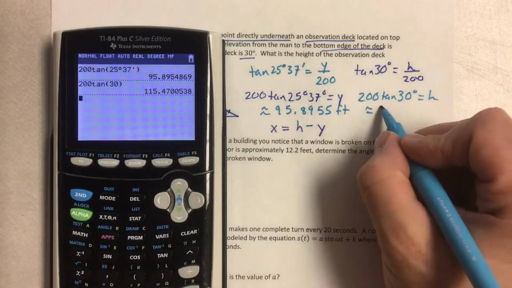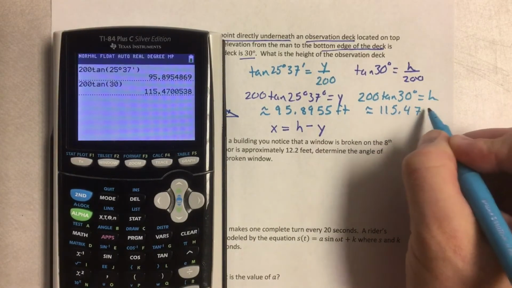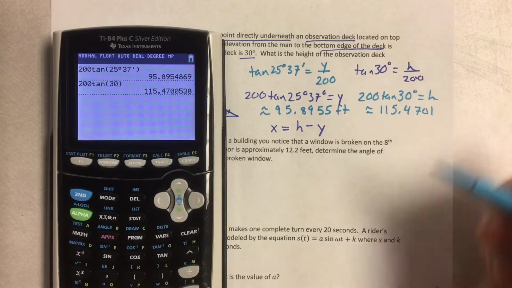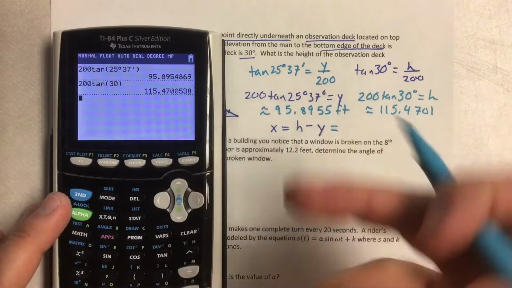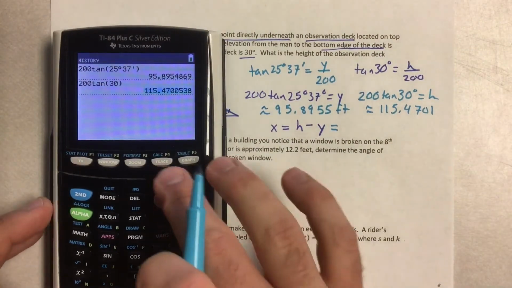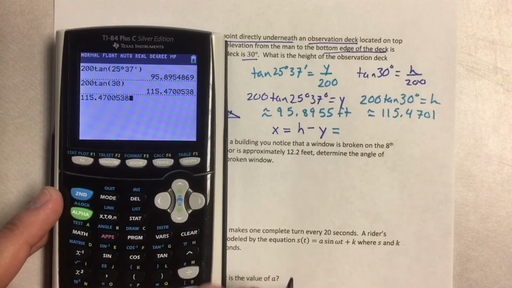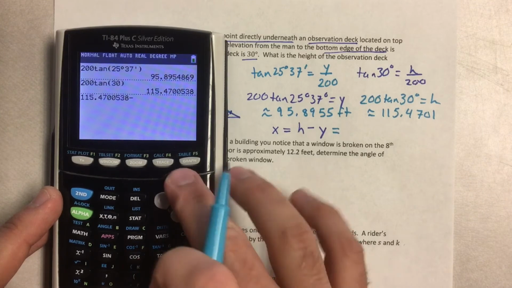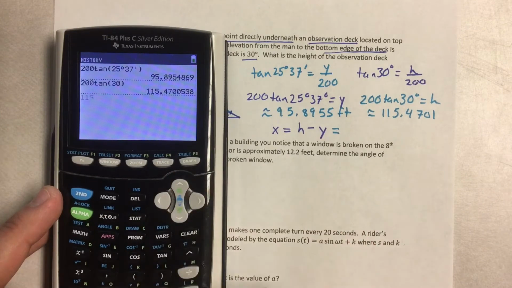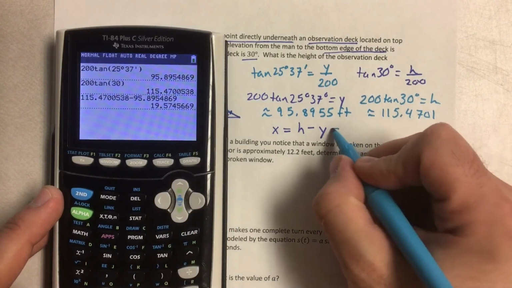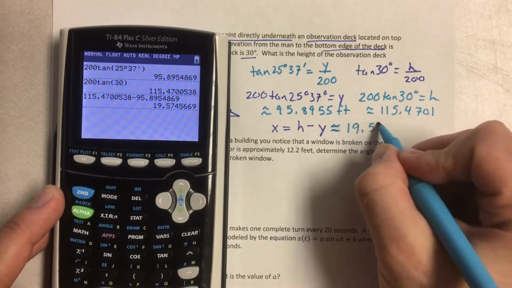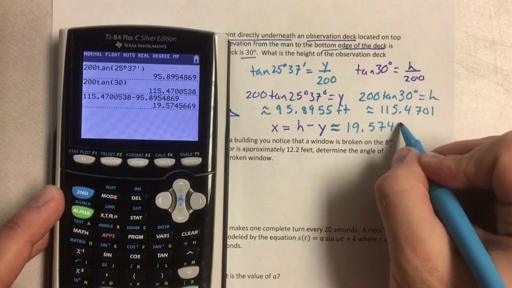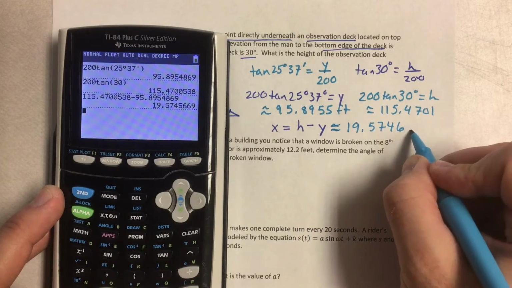We get 115.4701. So the difference of the two, so our overall height of the deck, will be the difference of the two. So we would have 115.4701, take away the height of the building, which gives us an approximate height of the observation deck to be 19.5746 feet.